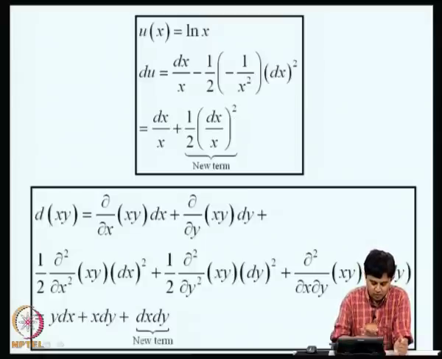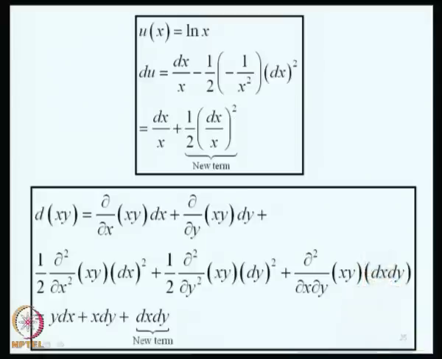Similarly, what is the product rule? d of xy is ∂/∂x of xy dx plus ∂/∂y of xy dy plus these additional terms which we have to include now. And if I include this and use the rules that we have been talking about, we get, in addition to the traditional y dx plus x dy, a new term which is dx dy. This has to be borne in mind.